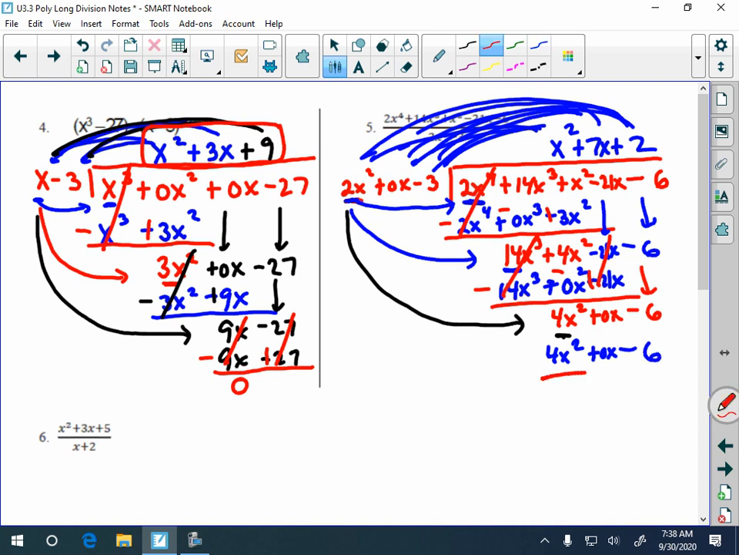Right, so I'm going to draw my line. I'm going to change all the signs to their opposites. I'm going to add down. So 4x squared and negative 4x squared is 0. 0x minus 0x, that's 0. And negative 6 plus 6, that's 0. All right, so there's my remainder 0. And so my answer is here up at the top. x squared plus 7x plus 2.